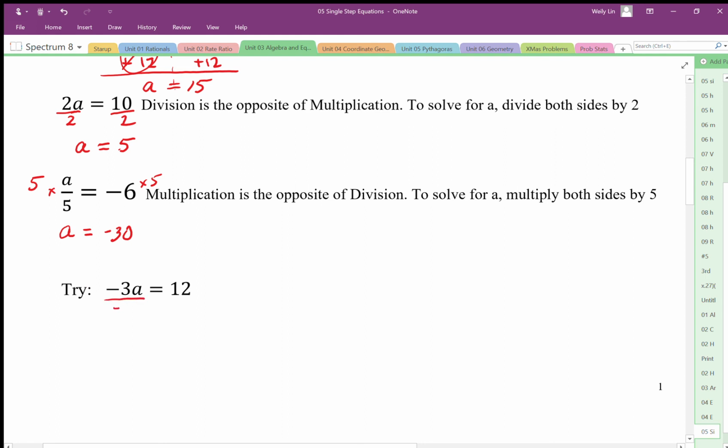So I need to divide by negative 3. Here I'm going to divide by negative 3. So I end up with negative 3 divided by negative 3 cancels out. Positive divided by negative ends up being a negative answer. 12 divided by 3 is equal to 4. So the answer is negative 4. If I plug it back in, negative 3 times negative 4 equals positive 12. Check, that works when I substitute it back in.